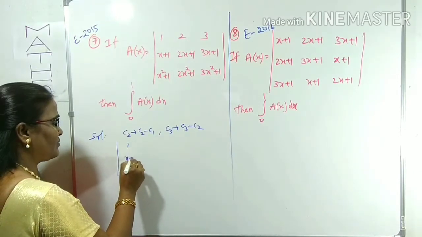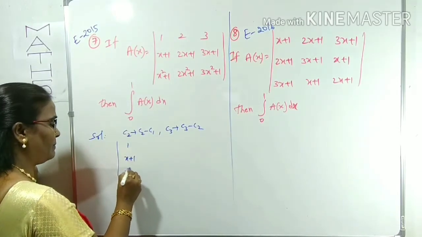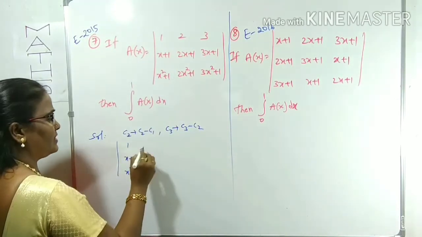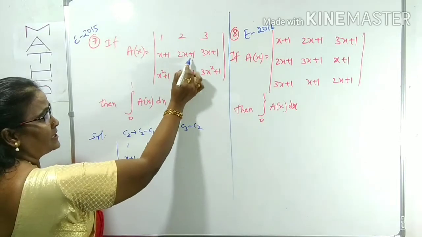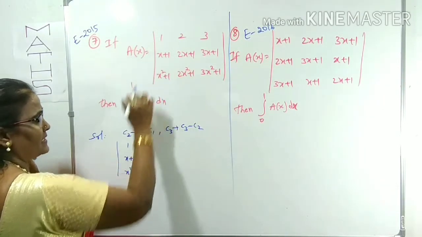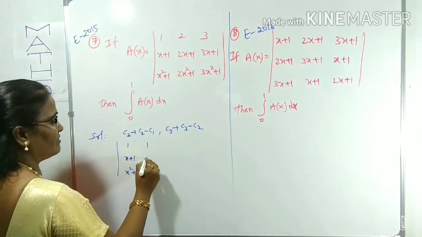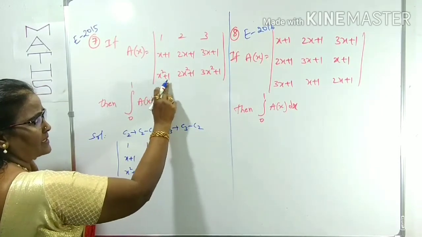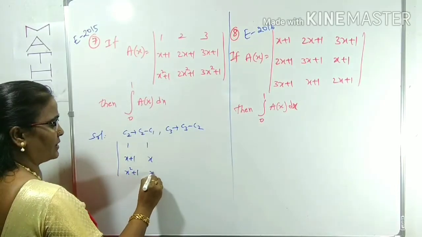1, x plus 1, x square plus 1, and this is changed as 2 minus 1, which is 1. 2x plus 1 minus x plus 1: 2x minus x is x, and the 1s cancel, so this will be x. Then next, 2x square plus 1 minus x square plus 1, here x square.